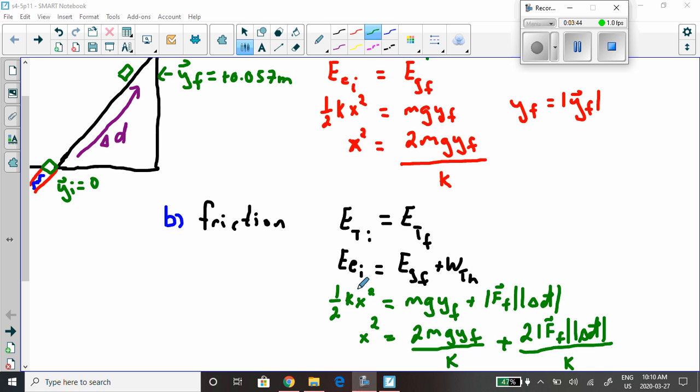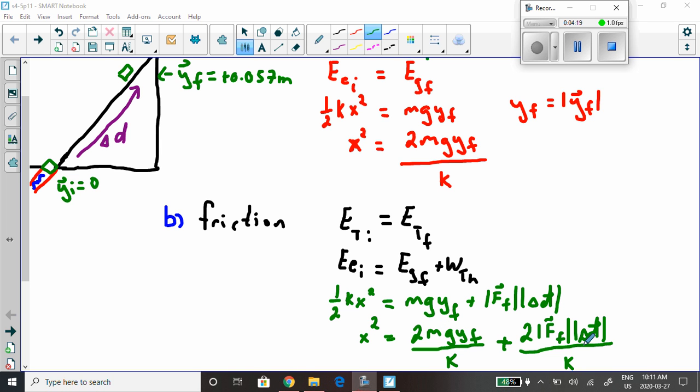So let's put in the expressions for each of them. This is the same as part A. This is the same as part B. And here is the expression that I showed you a while ago for work thermal. Force of kinetic friction, magnitude, displacement, the magnitude. So we still want to solve for how much do I have to compress the spring by. So I still multiply each term by 2, half cancels out. And I still have to divide each term by k, the spring constant.